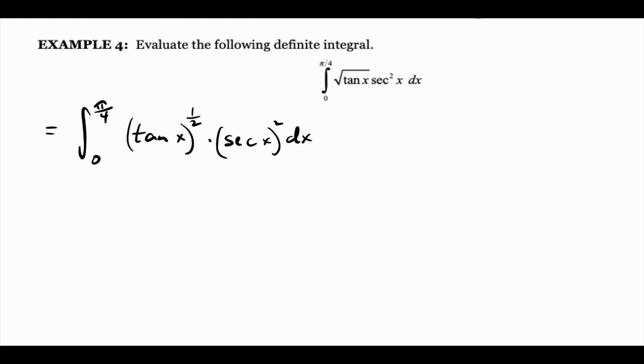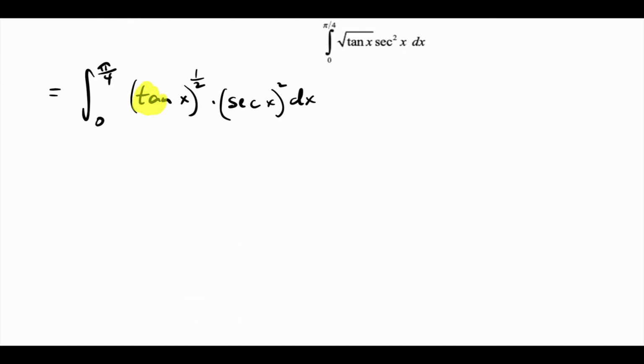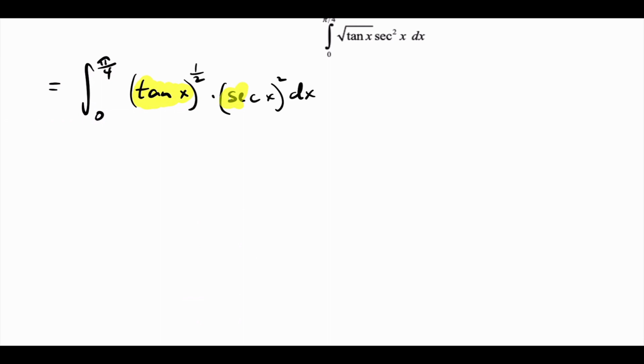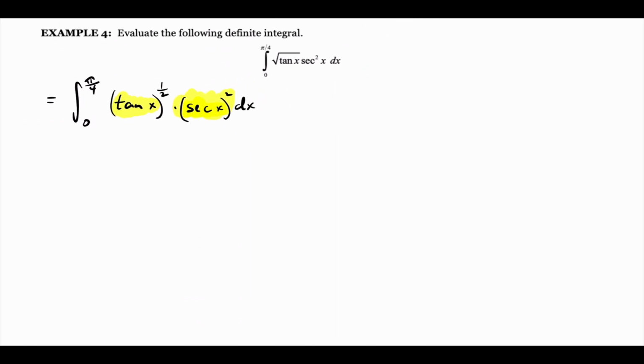So I have 2 options. I actually have 3 options. I can say tangent as a u, I can say secant as a u, or I can say secant squared as a u. I have 3 options. Only one of them is going to work.